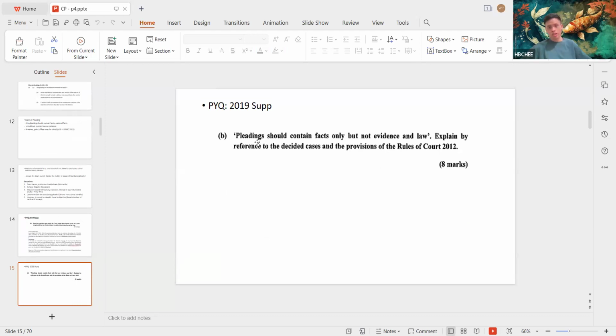Okay, you see, this is another thing. Pleadings should contain facts only, but not evidence and law. Quick question: is it all right to write just the short name of the case? What do you mean by short name, GJ?